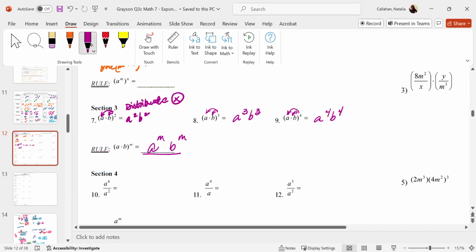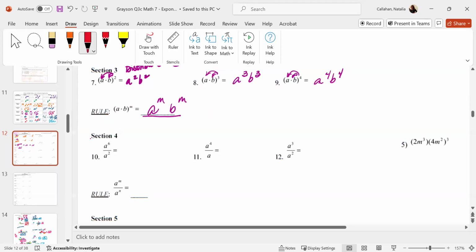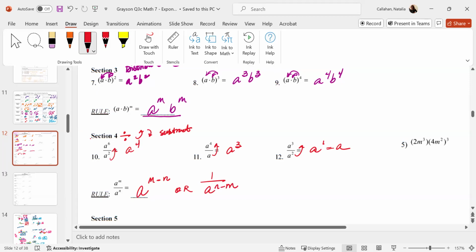You have that? Okay, section 4. This is with the division bar, right? You gotta do the up or down, and then you have the subtract, right? You always move the smallest number, so it's a to the fourth. Move the smallest number, a to the third. Move the smallest number, a to the 1 power, or just a, correct? So, rule. It's a to the m minus n, or 1 over a to the n minus m.